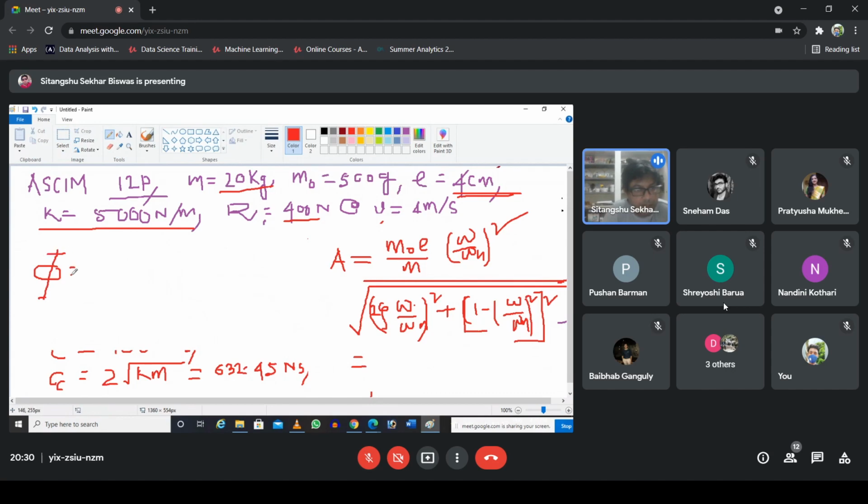Tell me what is the value of A. And phi is equal to tan inverse of 2 zeta omega by omega n divided by 1 minus omega by omega n whole square. This is the value of phi.